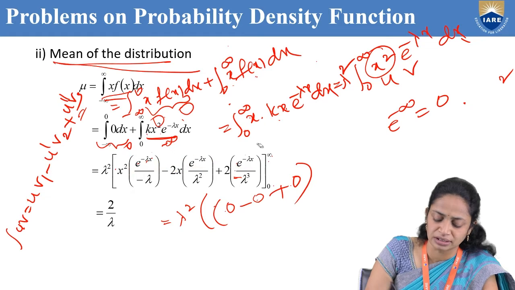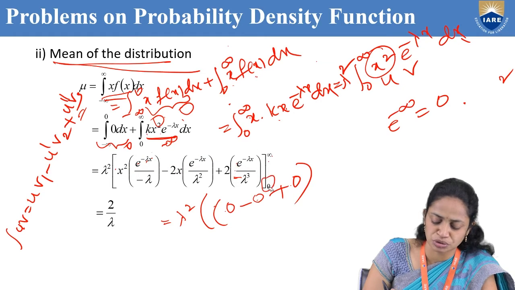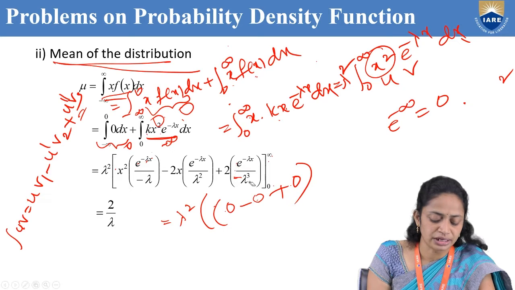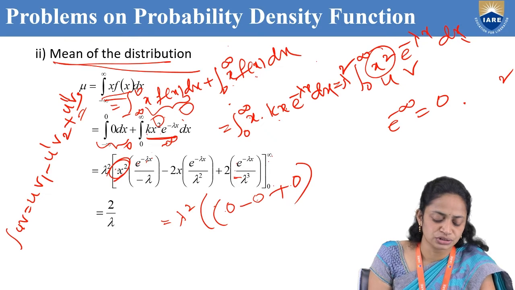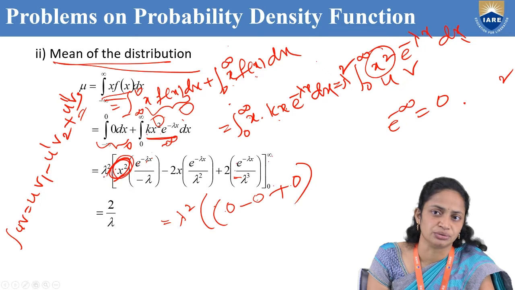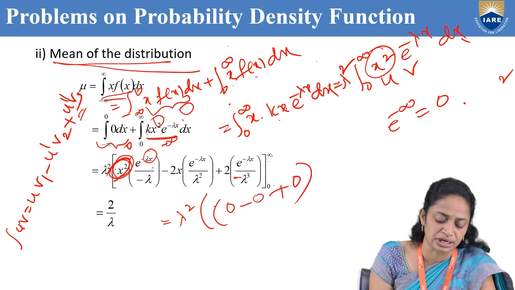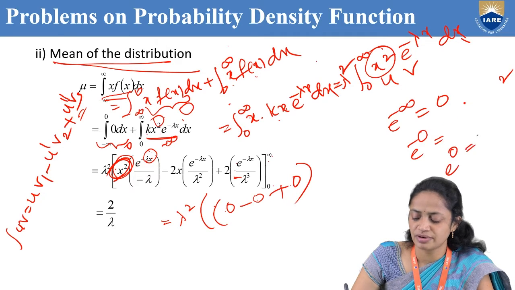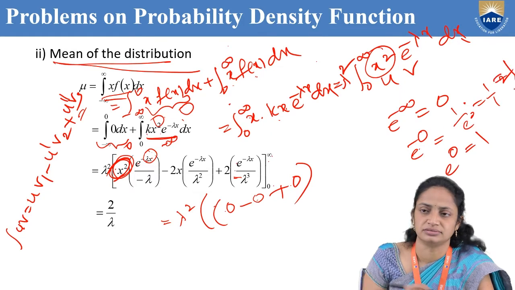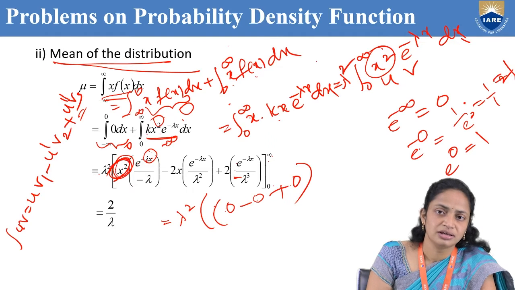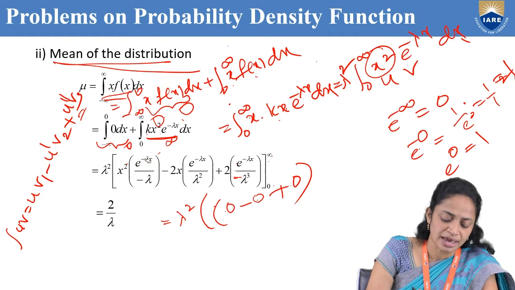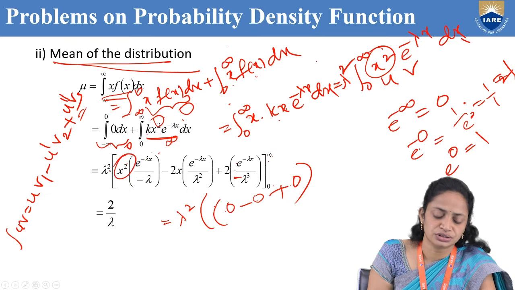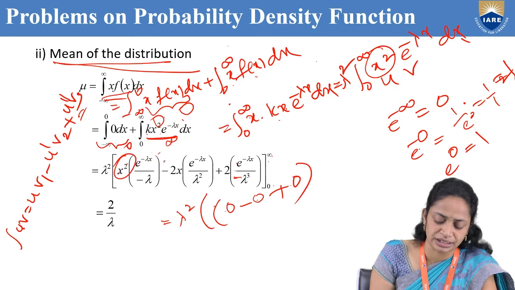Now I am substituting the lower limit, 0. In place of x square I am substituting 0. What is e power minus 0? E power 0 is 1, so e power minus 0 is 1 by e power 0, that is 1 by 1, that is 1. If I substitute 0 in the other places, 0 into anything is 0.